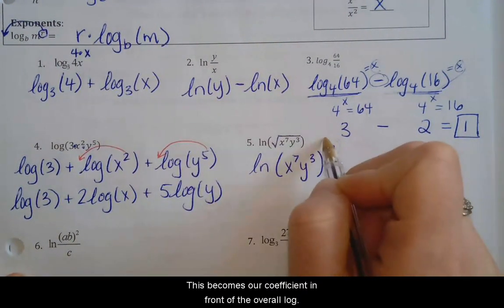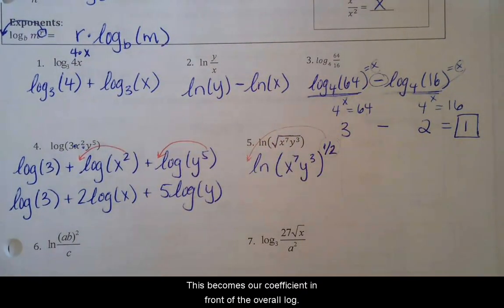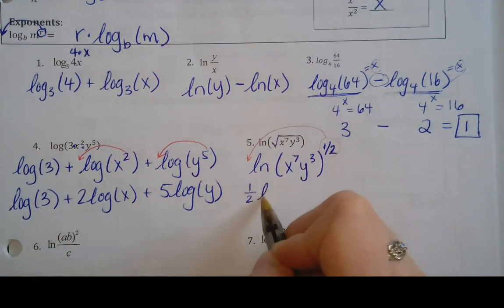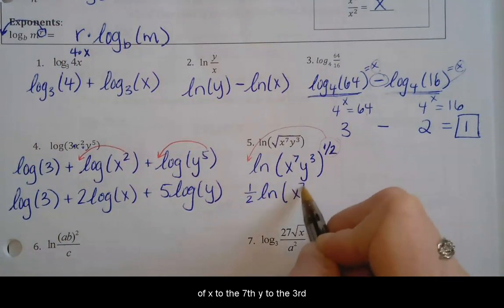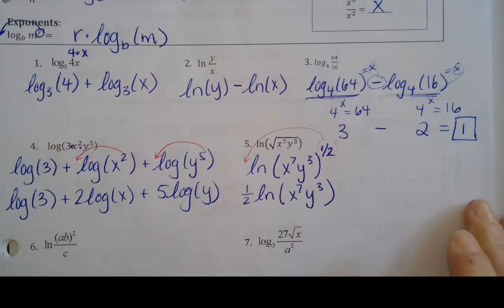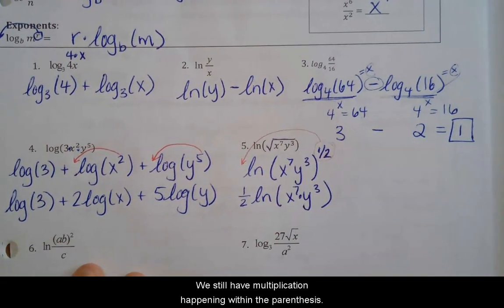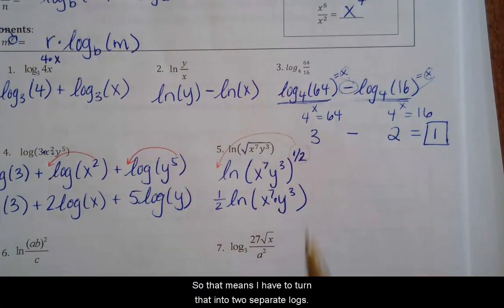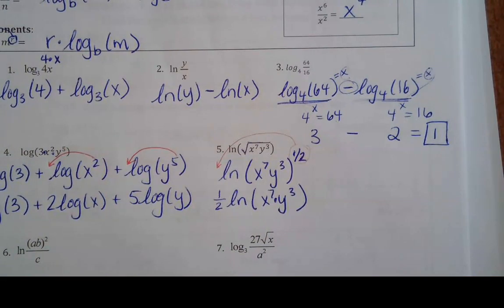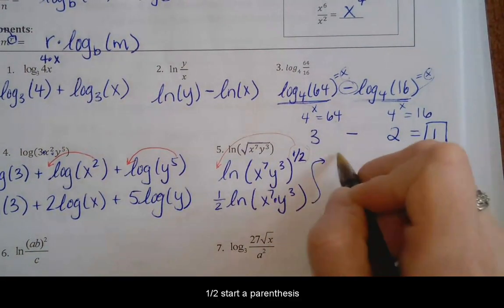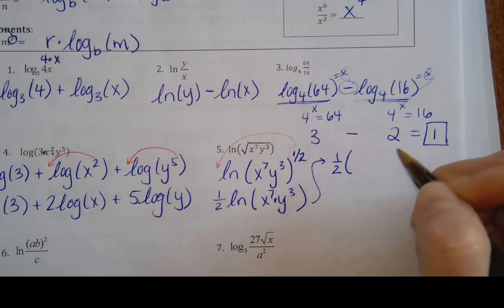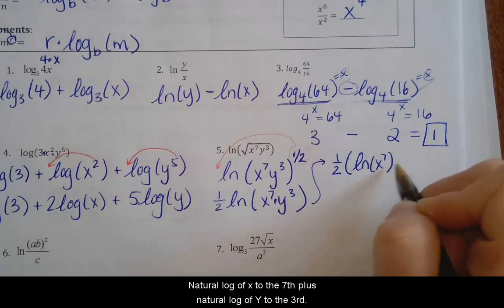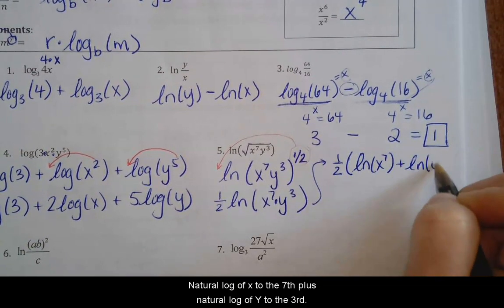First, this becomes our coefficient in front of the overall log. So again, I'm going to do this in multiple steps. 1/2 natural log of x to the 7th, y to the 3rd. Now, we still have multiplication happening within the parentheses. So that means I have to turn that into 2 separate logs. So now, 1/2, start a parenthesis, natural log of x to the 7th plus natural log of y to the 3rd.